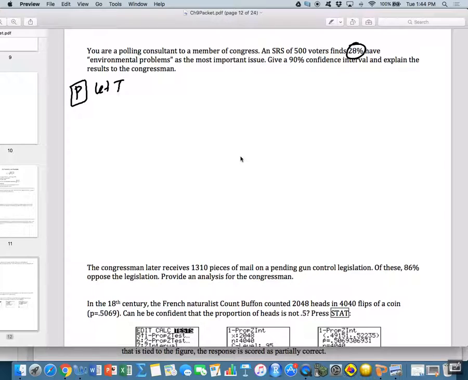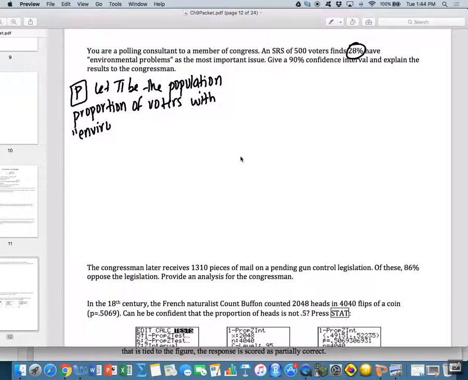So we're estimating proportion, we're estimating pi. So we're going to say let pi be the population proportion of voters with environmental problems as the most important issue. So that is the pi.